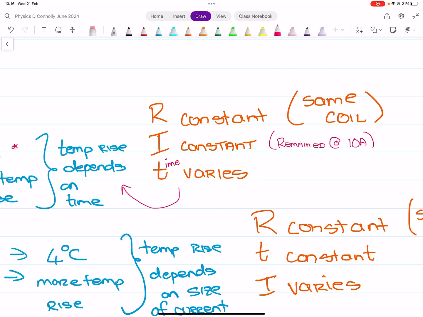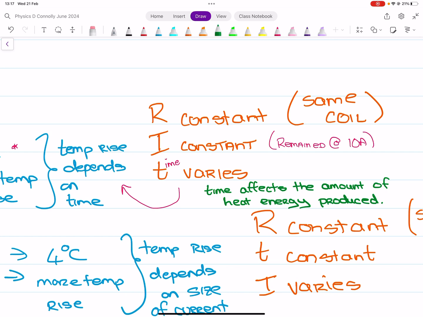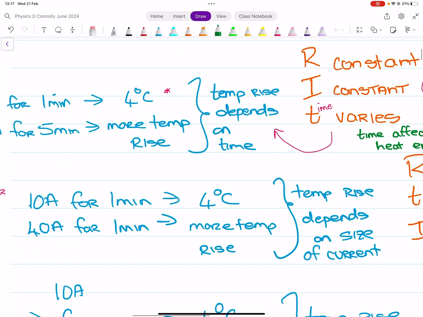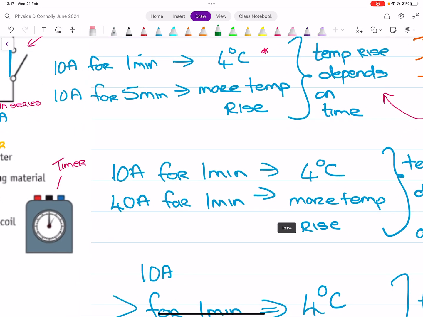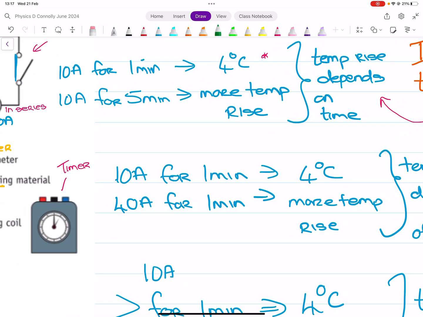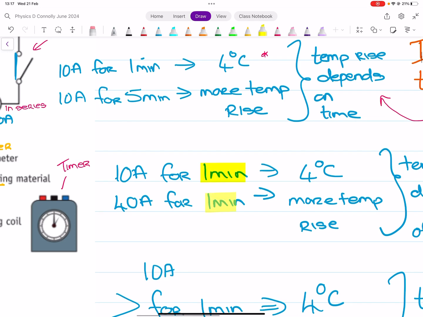Or another way of saying it is that the time affects the amount of heat energy produced. We're measuring temperature, but obviously in order to get an increase in temperature, you need more heat energy. Yeah? So another experiment that you can run with this apparatus is where you don't vary the time.